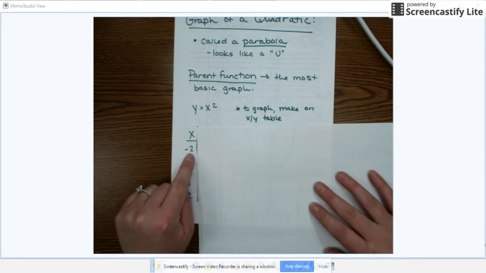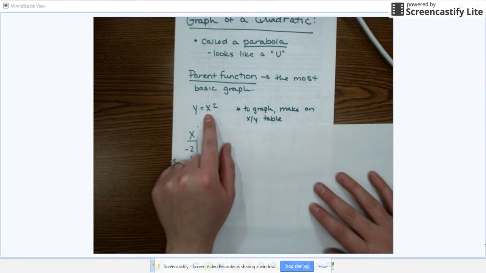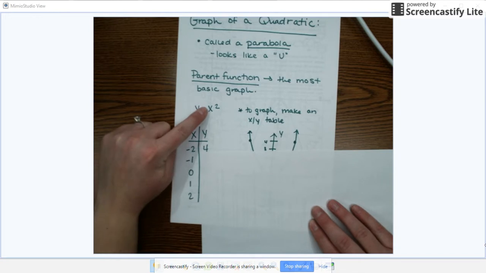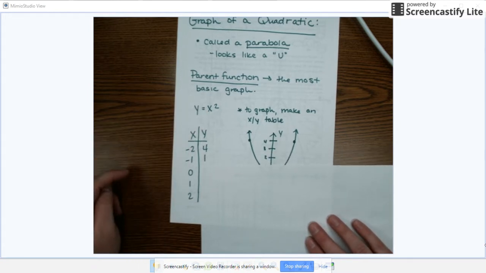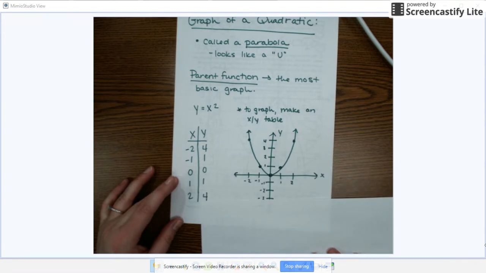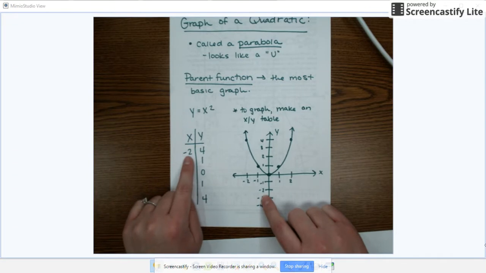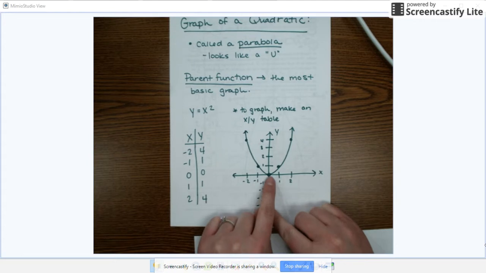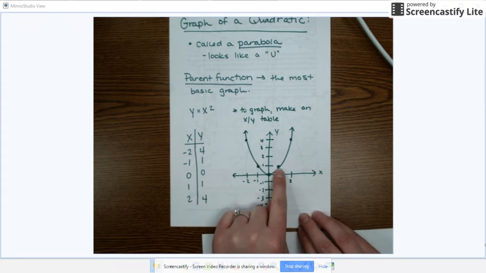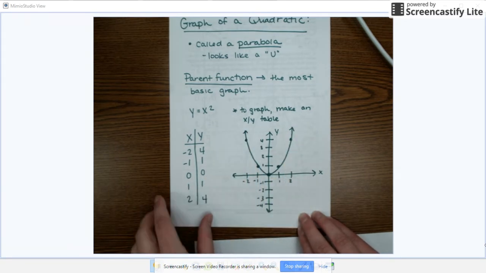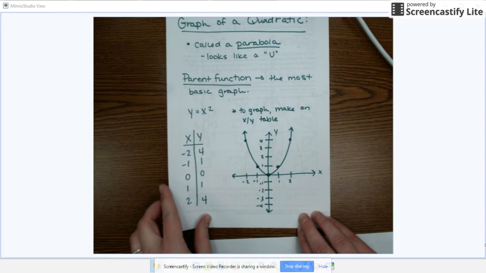Now to get our y value, we're going to take this x and plug it right back into our equation. So we're going to take negative 2 squared, which gives us 4. Then we're going to plug in negative 1 and square it, positive 1. 0 squared is 0, 1 squared is 1, 2 squared is 4. When you go to plot, negative 2, positive 4, negative 1, 1, 0, 0, 1, 1, 2, 4. Here is that parabola. Looks like a U. Okay, that is our parent function.